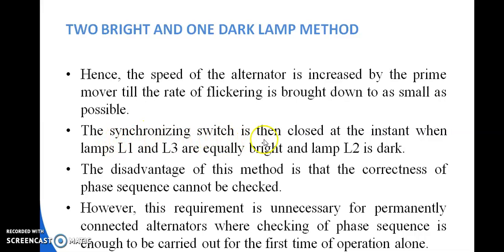The synchronizing switch is then closed at the instant when lamps L1 and L3 are equally bright and the lamp L2 is dark. The disadvantage of this method is that the correctness of phase sequence cannot be checked very accurately. That is why this is very rarely used. However, this requirement is necessary for permanently connected alternators, where checking of phase sequence is enough to carry out the first time of operation alone.